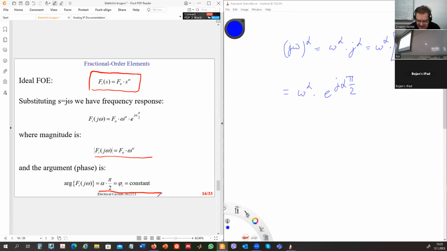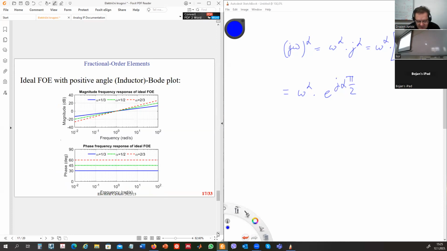Let me see how it looks like. If we have a positive alpha, here are 3 examples, and we have positive phases: 30 degrees, 45, and 60 degrees. And this is magnitude, it's rising, steeper or less steep. These are 3 examples of different alpha. Alpha is 1/2, this is the green one, of 45 degrees. Alpha is 1/3 and 2/3. And that's most important for us to notice.